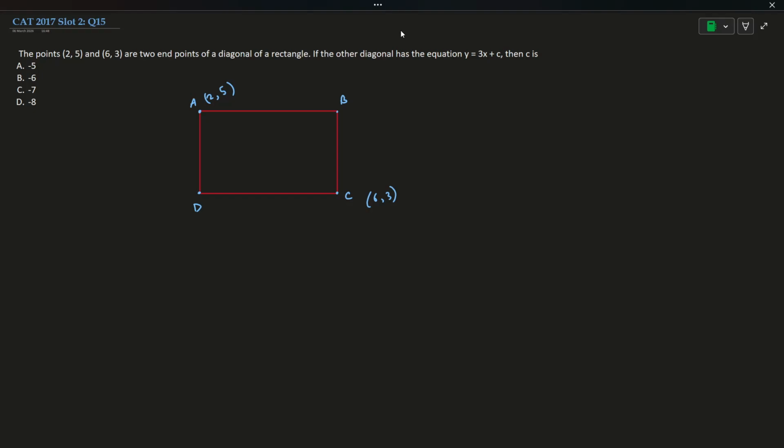The other diagonal has the equation y = 3x + c. So this is the other diagonal, right guys? Now guys, you need to know one property of a rectangle. What is that property? The diagonals of a rectangle bisect each other. That means if this point is P, P will be the midpoint of the diagonals.